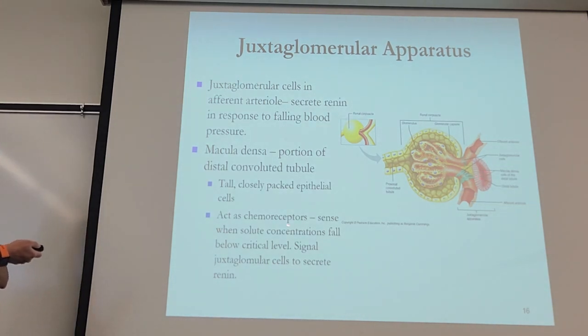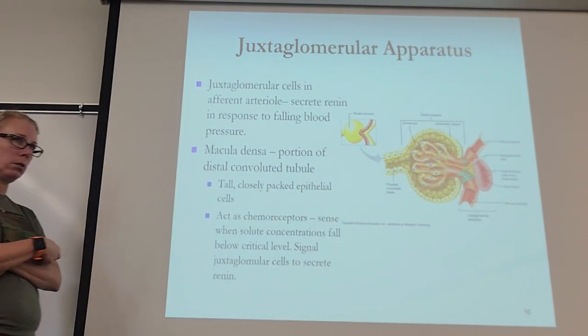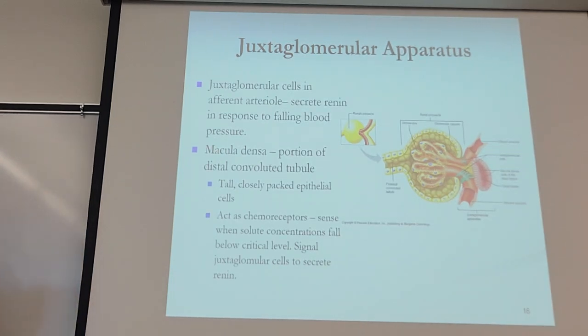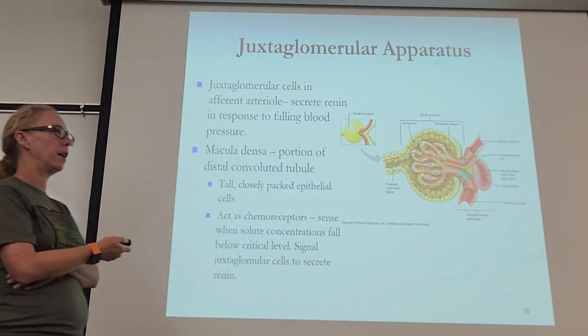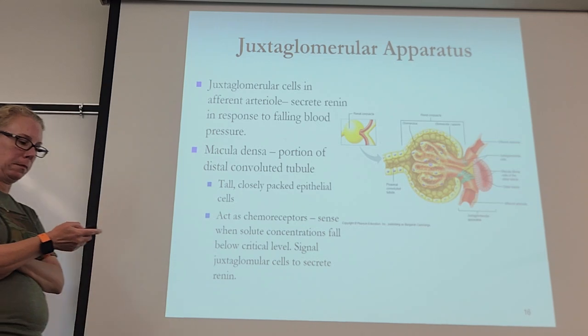So we're talking about the bloodstream. It's going to be sensitive to your blood chemistry, specifically your solute concentrations. So if your solute concentrations in your blood go down, your overall blood volume goes down, okay? And that's not good. So that's what these chemoreceptors are keeping an eye out for.